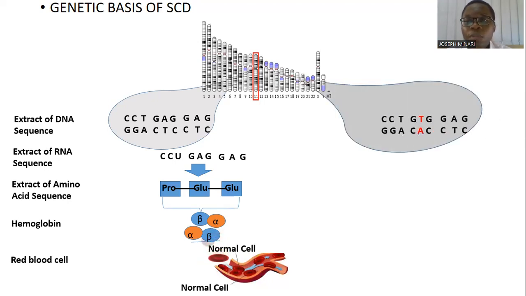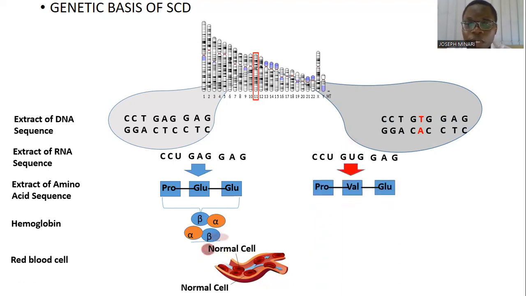But we have some aberrations sometimes, where we have a mutation at this point: instead of GAG, we are having a GTG here. And of course, this will lead to a corresponding RNA, so instead of having GAG, we're now having GUG. When you have the GUG, instead of glutamic acid, you're having valine at this point. It's definitely going to lead to hemoglobin S, and this hemoglobin S will lead to production of that sickle cell shape.